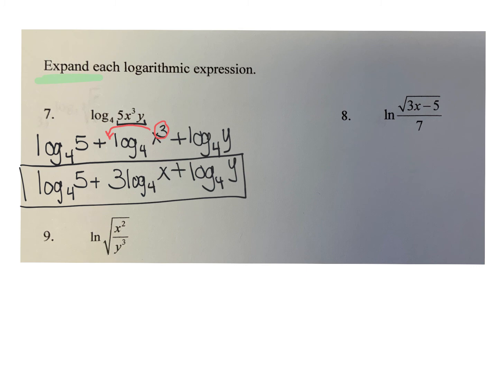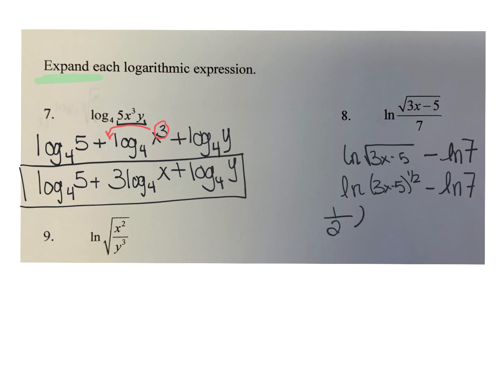Okay, let's try number 8. So I'm going to rewrite it. They are dividing, so I can subtract. So I get ln square root 3x minus 5 minus ln of 7. I'm going to rewrite that square root as a 1/2 power. You need parentheses because the whole thing was square rooted. And then you can drop that 1/2 in the front. So here is your answer.